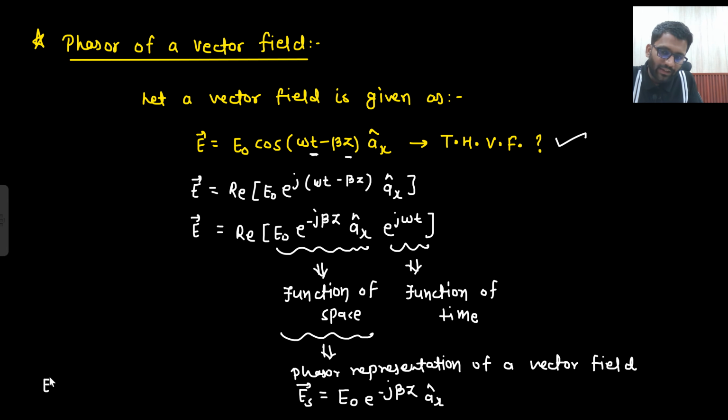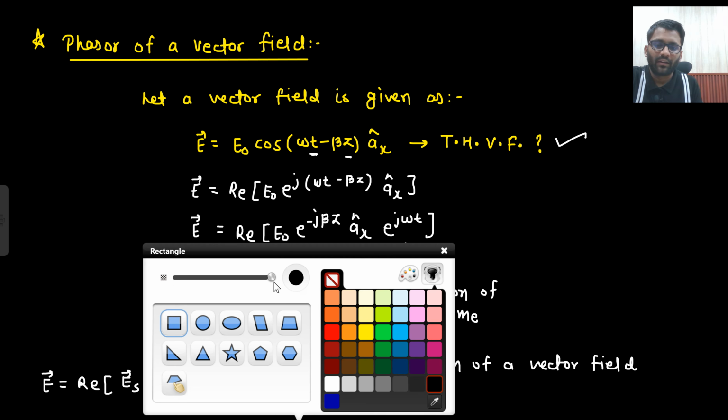So can I write down my electric field in this manner? Forget about electric field, you can call it a vector field as well. This is any random vector field. So can I write it as the real part of Es e to the power j omega t? Do you agree with my point? Yes. This is how I can write it down.